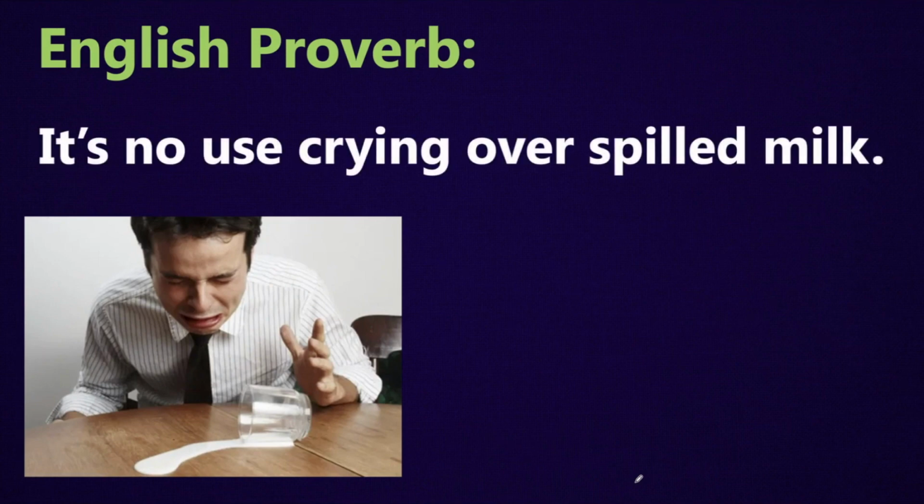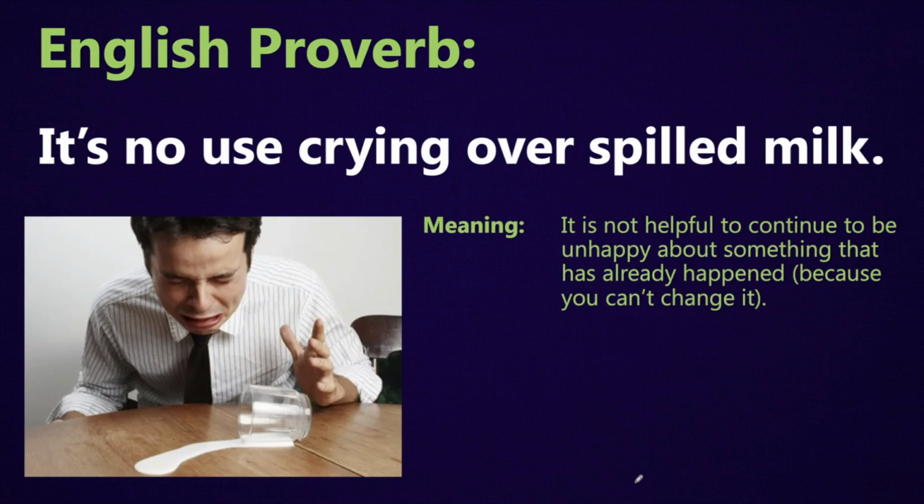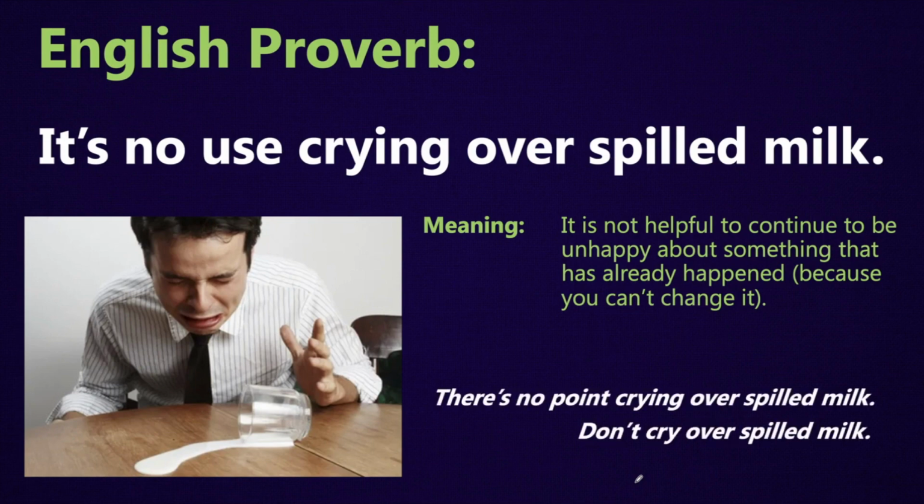We have a saying in English, it's no use crying over spilled milk. This proverb means it is not helpful to continue to be unhappy about something that has already happened because you can't change it. It's no use crying over spilled milk. We can also say this as there's no point crying over spilled milk or don't cry over spilled milk.